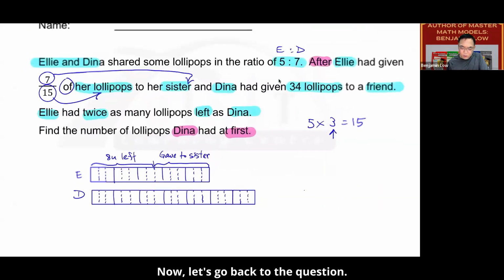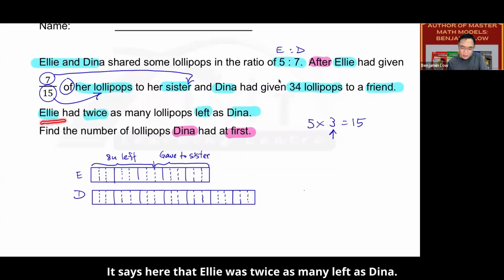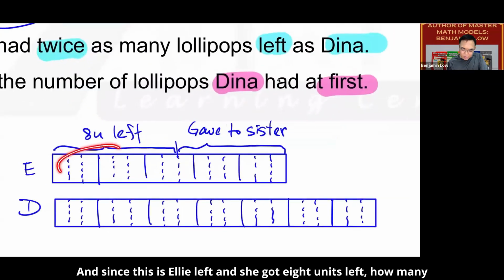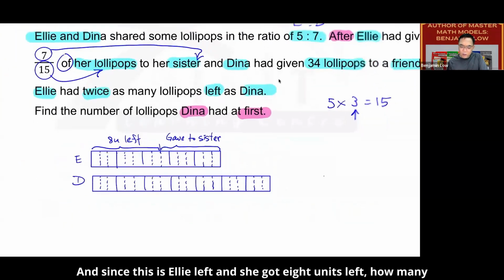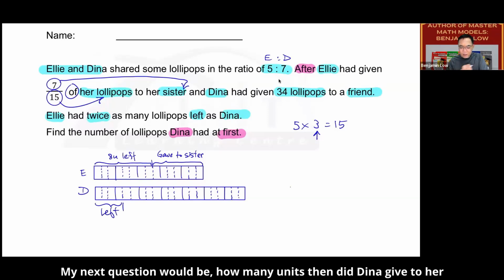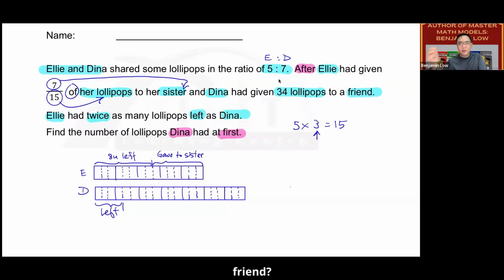Now let's go back to the question. There is another clue. It says here that Ellie was twice as many left as Dinah. So that means Ellie's amount is twice of Dinah's amount left. And since this is Ellie left and she got 8 units left, how many units does Dinah have left? Okay, your answer should be 4. If you got that, fantastic. So this is what Dinah has left. My next question would be, how many units then did Dinah give to her friend?